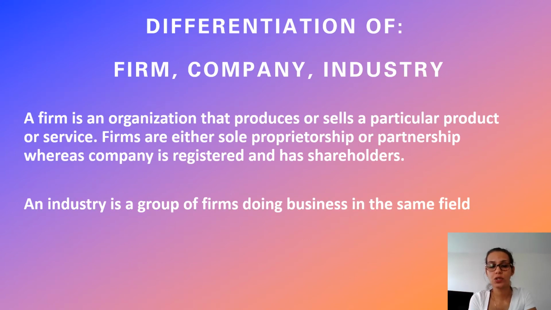The differentiation between a firm, company, and industry is: a firm is an entity that combines a set of inputs to produce a good or a service for sale in the market. A firm can be remembered as a small business owner or a local business, whereas a company has shareholders and is registered, like McDonald's or Amazon. And an industry is a group of firms doing business in the same field.